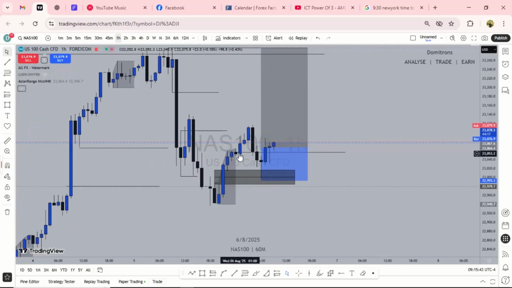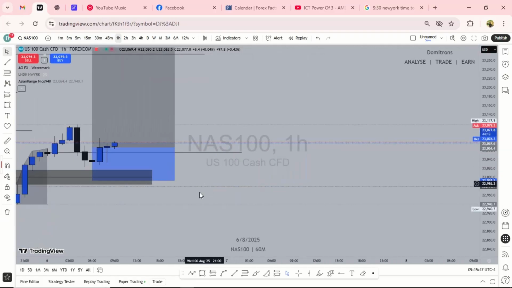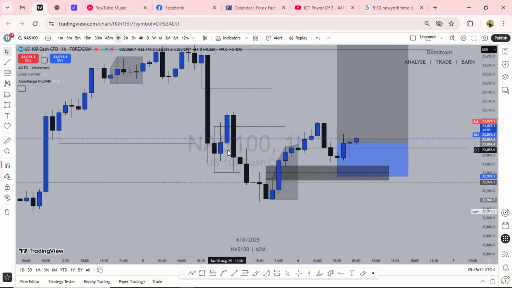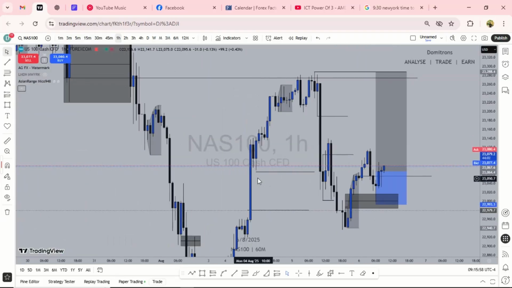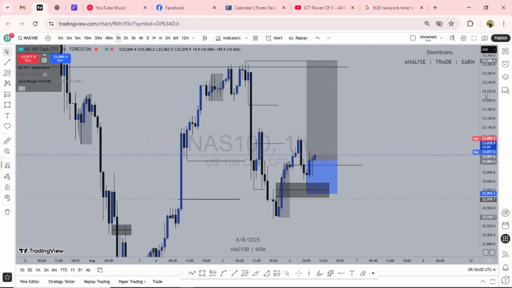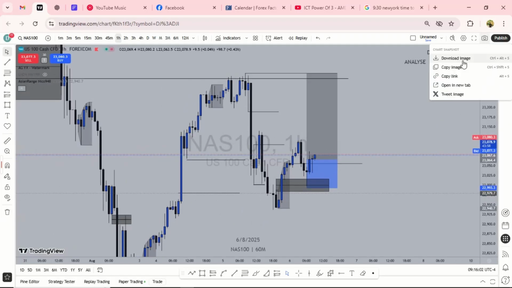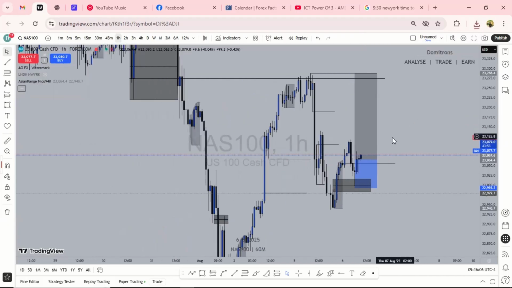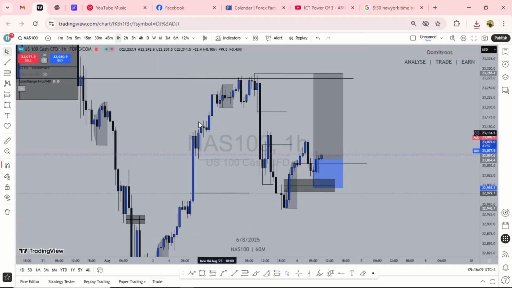And using the sessions, New York, Asian and London session, you can actually see that this is the Asian session. You can actually see a gray shade right there. So Asian, London took the high, but there was no bearish trend or bearish structure that was given or formed. I forgot to take a screenshot. All right, so that is what I'm seeing on the Nasdaq.